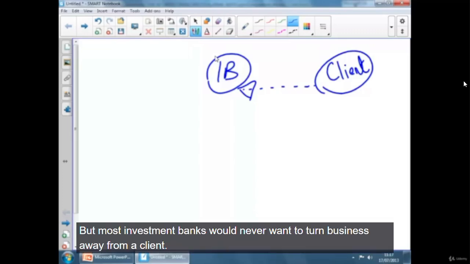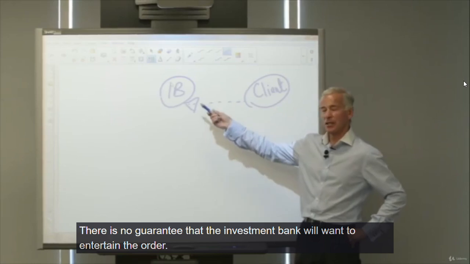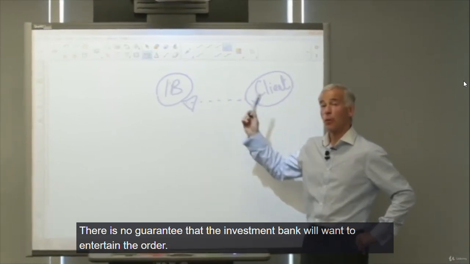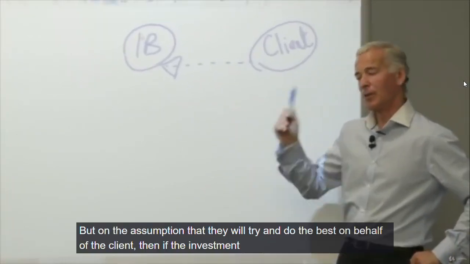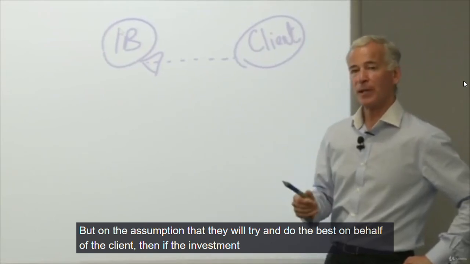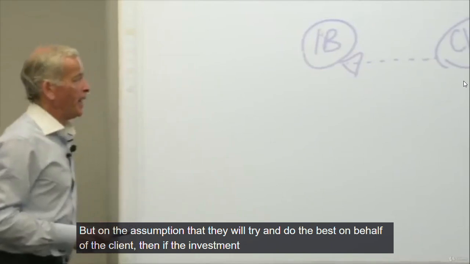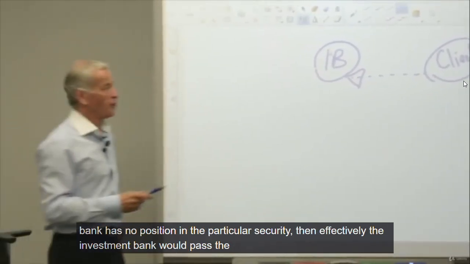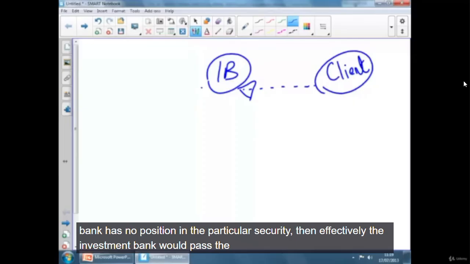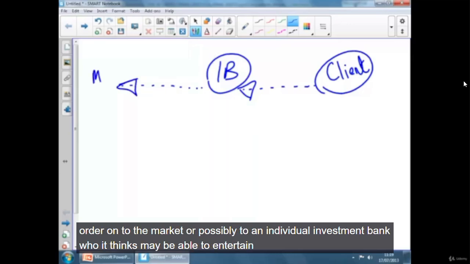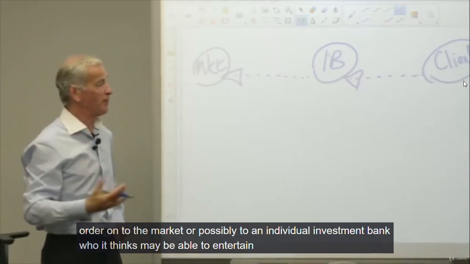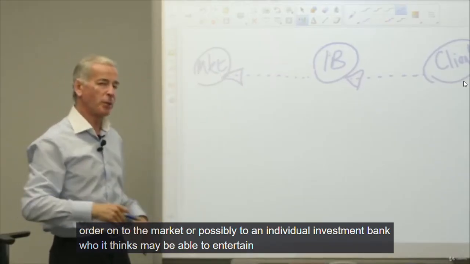But most investment banks would never want to turn business away from a client. There is no guarantee that the investment bank will want to entertain the order, but on the assumption that they will try and do the best on behalf of the client, then if the investment bank has no position in the particular security, then effectively the investment bank would pass the order on to the market or possibly to an individual investment bank who it thinks may be able to entertain the order.